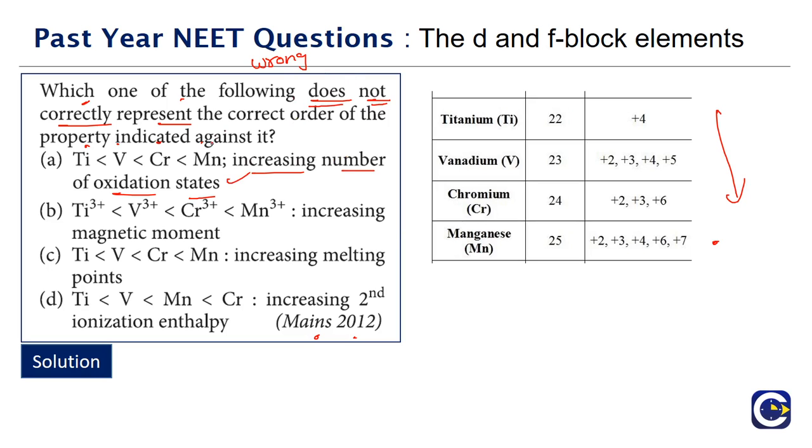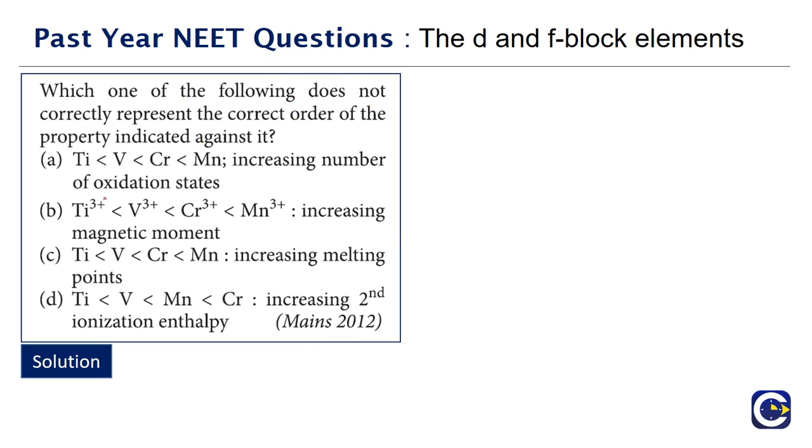Next, the second is, option B is talking about the increasing magnetic moment. See, titanium. What is titanium? The normal titanium arrangement is what? It will be 3d2 4s2. Means titanium 3 plus means what?